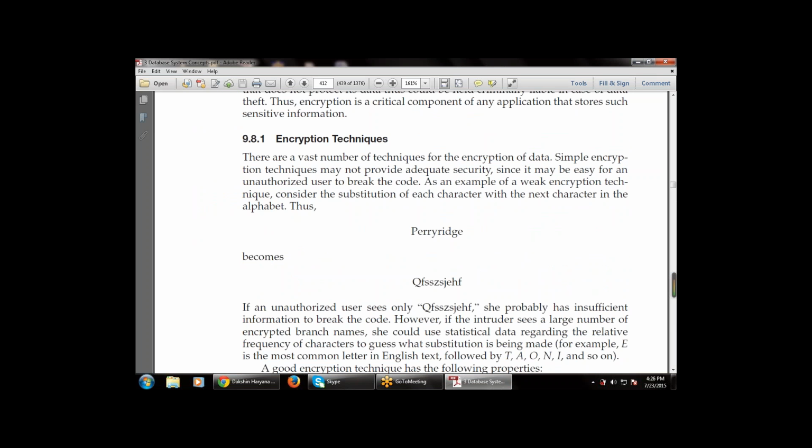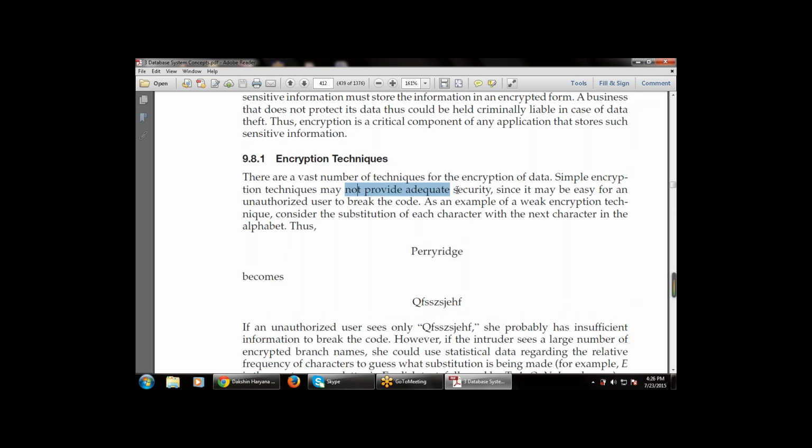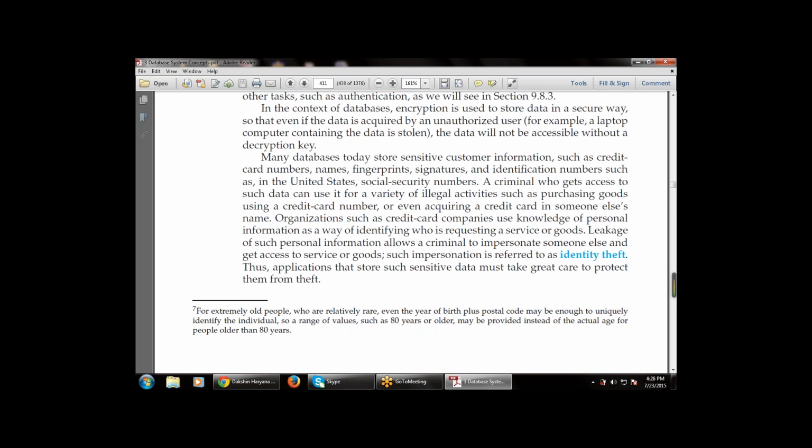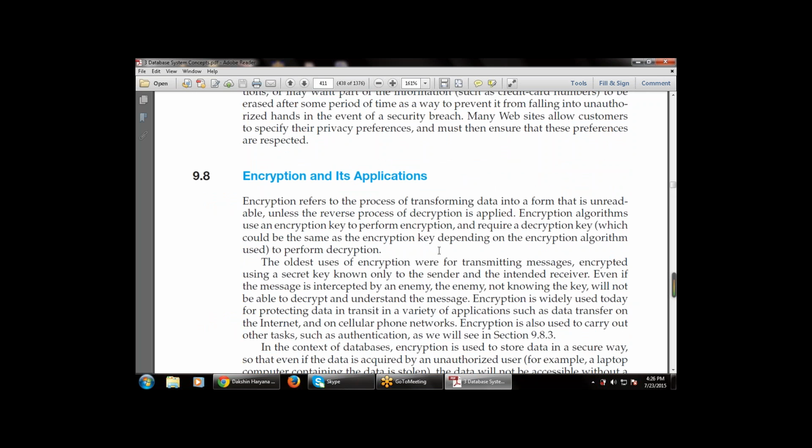Encryption is nothing but changing a meaningful form into a meaningless form that cannot be understood by a common person. That is, encryption means changing the data from one form to another form. There are various techniques available for encryption. A simple technique does not provide adequate security because it is easy to break. Encryption refers to the process of transforming the data into a form that is unreadable unless the reverse process of decryption is applied.